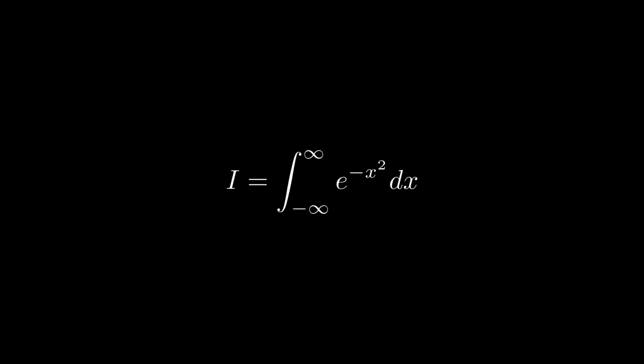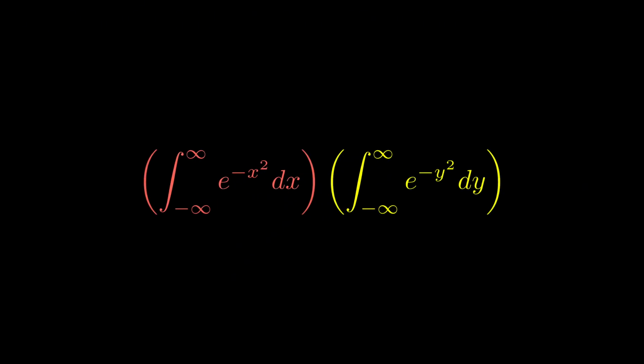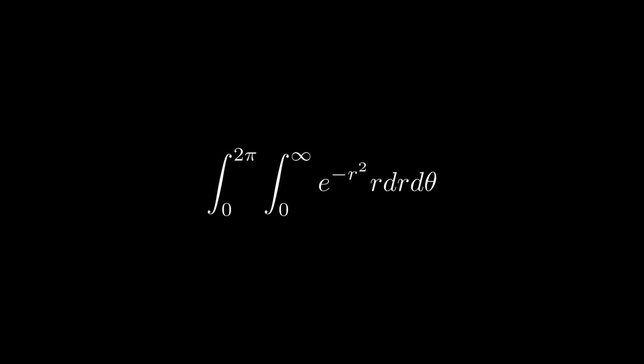The next example is the classic Gaussian integral. This integral is connected to the normal distribution, so it appears everywhere. The standard trick to solve this integral is to square it, then reinterpret the double integral in polar coordinates, something everybody learns in the Calculus 2 course.